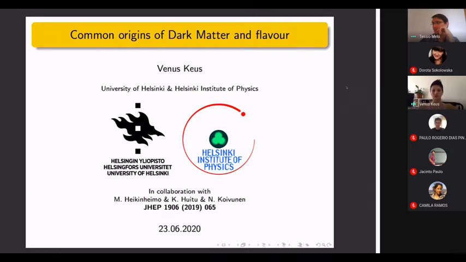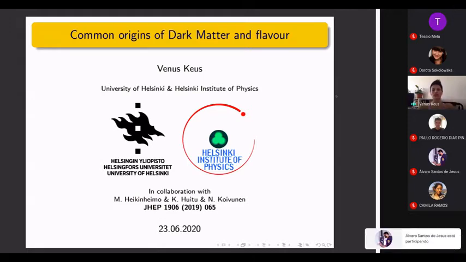So what I'm going to talk about is a well-motivated particle physics model which aims to explain the fermion mass hierarchy. The model hasn't been put together as a dark matter model. But what we try to do here is to see if these two problems of the standard model could have the same origin.